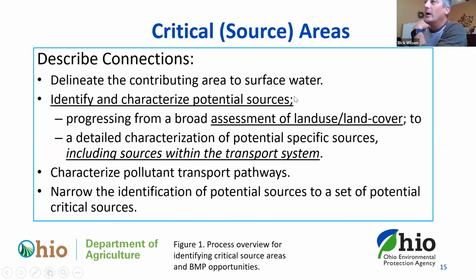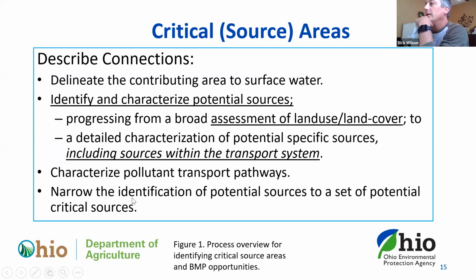So you have all these sub-watersheds or areas that are affecting surface waters like stream corridors. Identify and characterize the sources. You're looking at land use and cover, and then you're looking at a more detailed characterization of potential specific sources, including sources within the transport system. A lot of times riparian corridor or stream bank issues or channelization may be the issue.